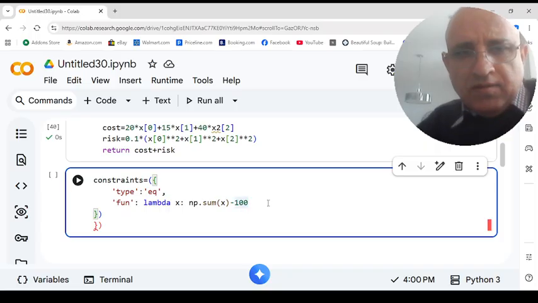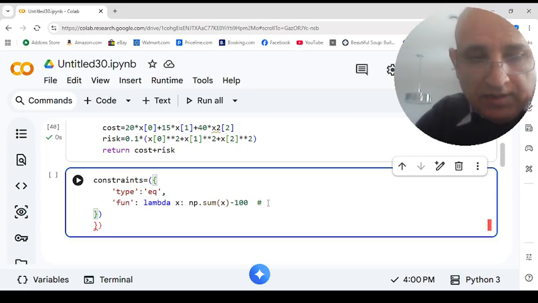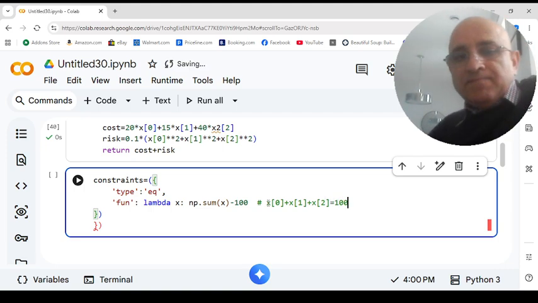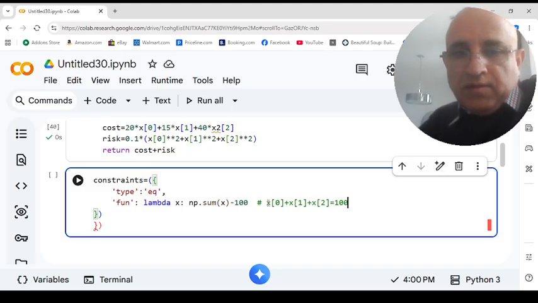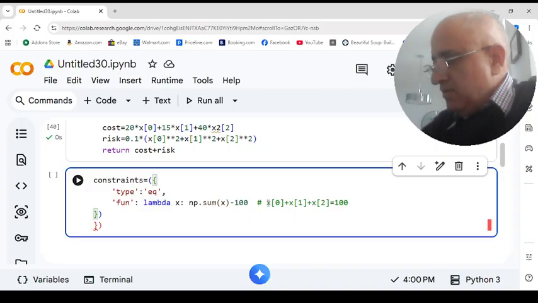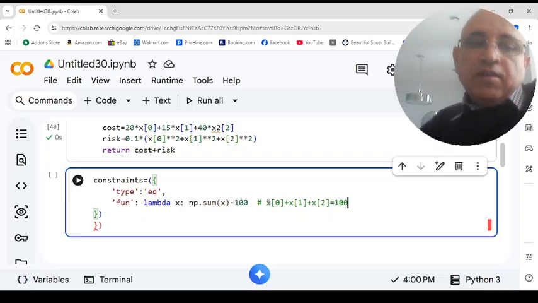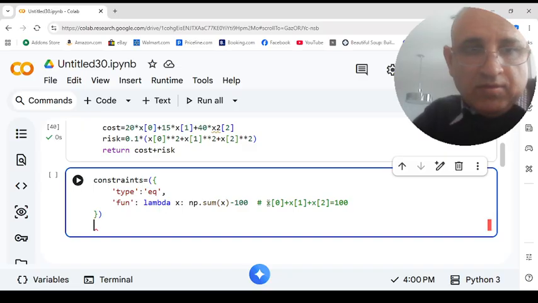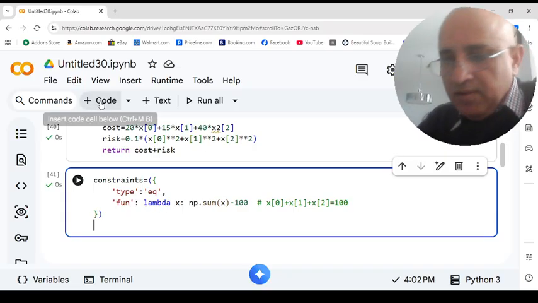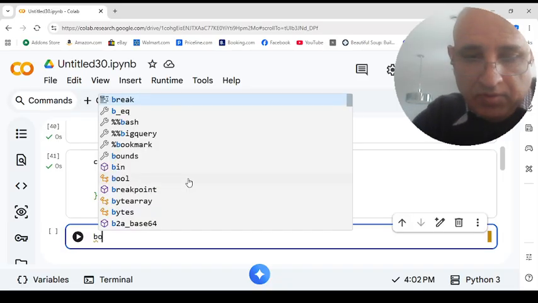What it means, sum of x minus 100, actually we want to say that the constraint is like this. You can say x0 plus x1 plus x2 is 100, right? The sum of the number of units from each type, wind, solar, oil, must be equal to 100. That's the constraint, right?